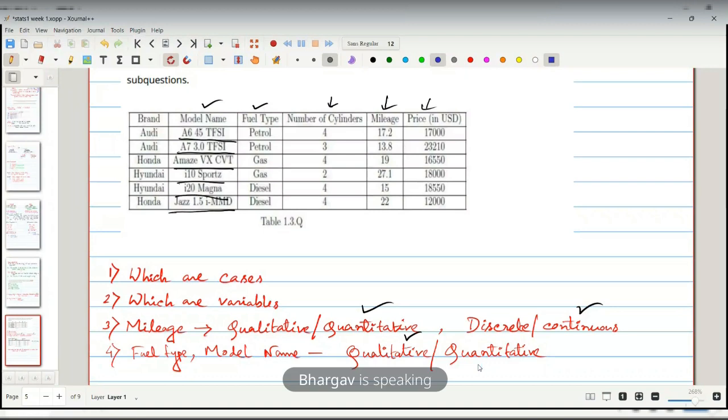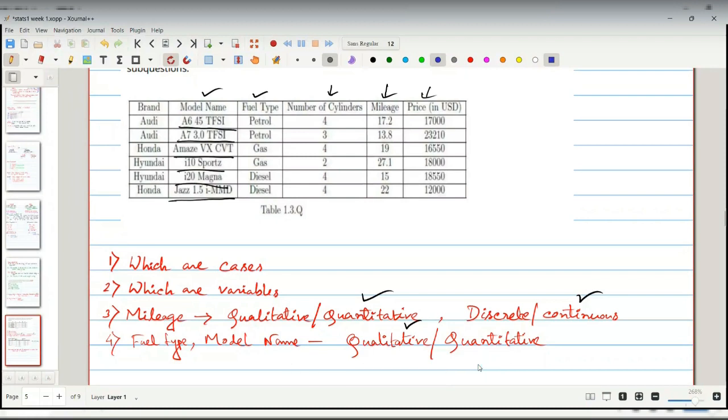Why quantitative? We can perform arithmetic operations on mileage. Is it discrete or continuous? Continuous. Why continuous? These are measurable, not countable.